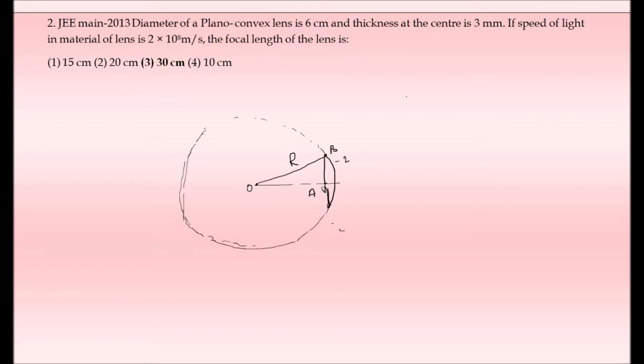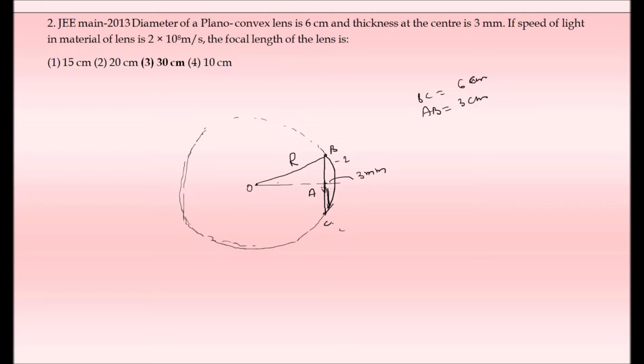Then the problem says that the diameter of the plano-convex lens is 6 cm. So this diameter BC is equal to 6 cm. So AB is equal to AC is equal to 6 divided by 2, that is 3 cm. Now you see that the thickness at the center is 3 mm.